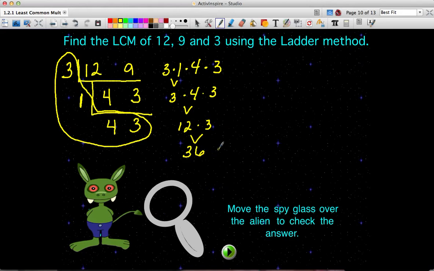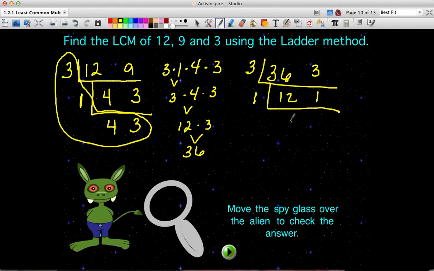Now, I'm not done yet because I still have to put 36 and 3 in the ladder. 36 and 3 can both be divided by 3. 36 divided by 3 is 12. 3 divided by 3 is 1. And, well, you can only divide 1 by 1, so that's the only factor that they have in common. So we pull out those last 2.